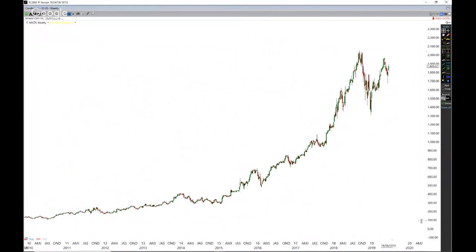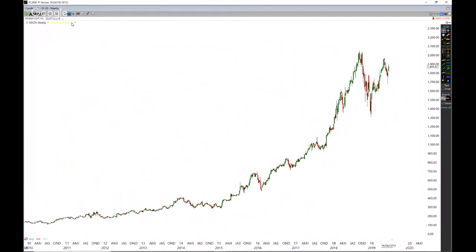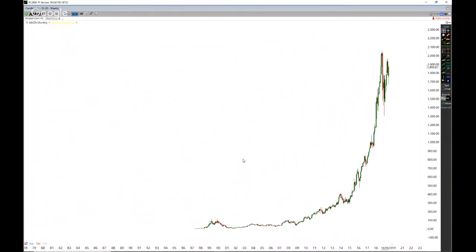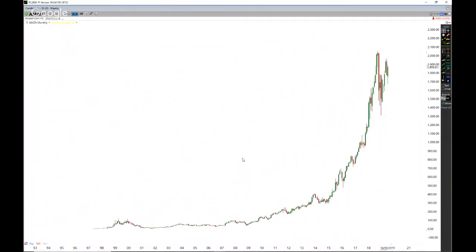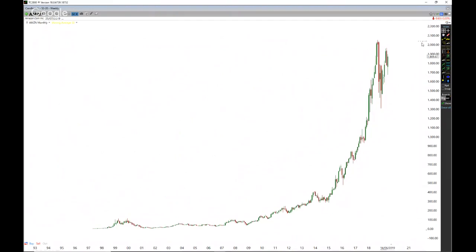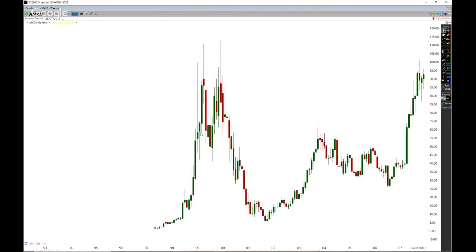First, let me go to the monthly chart, and I want to share something with you. Isn't that interesting? Look at Amazon over the last pretty much decade. Isn't that just insane? Amazon went from, right over here, this was the tech bubble in Amazon, which is crazy, right? If I move over here, this whole thing here was the tech bubble.